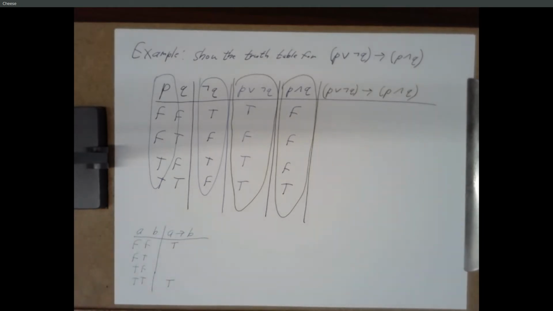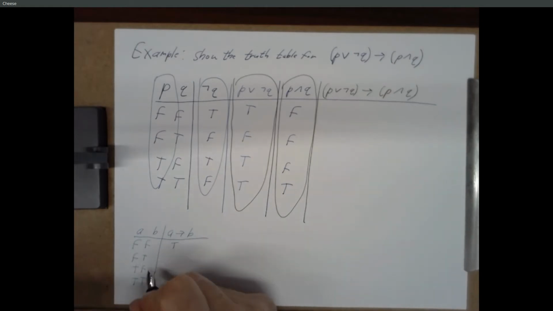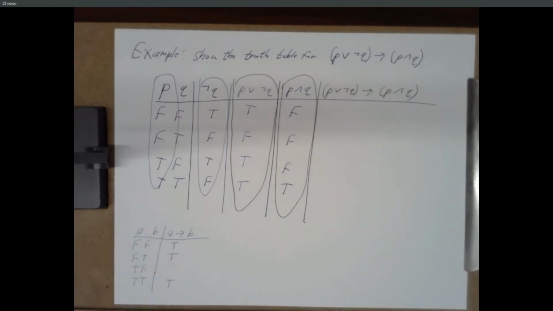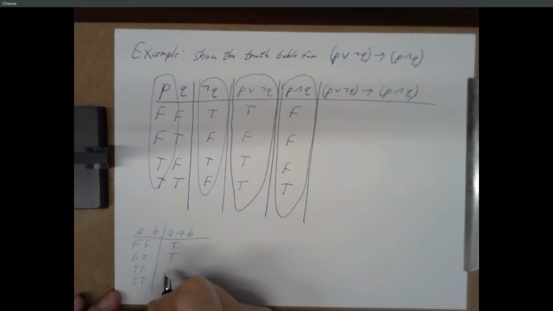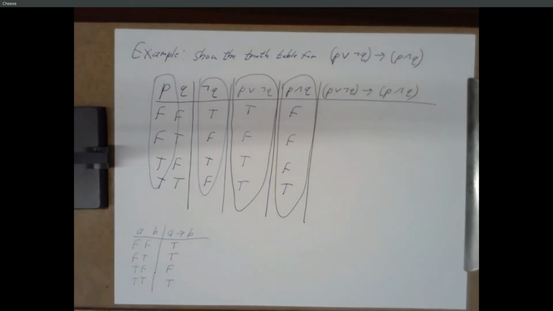And there's one other case where it's true. If the hypothesis is false, then it's always true. If the hypothesis is false, it doesn't matter what the conclusion is, the implication is always true. And that leaves us one case where the implication is false. And it's precisely when the hypothesis is true, but the conclusion fails to be true.